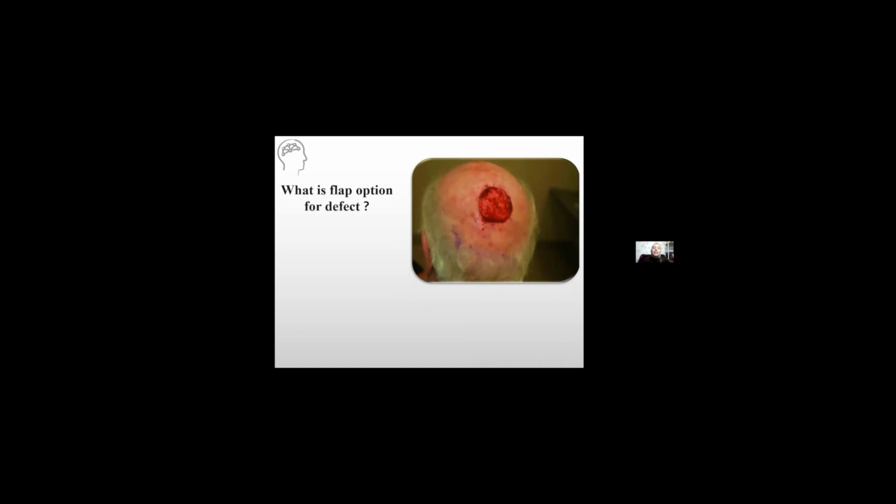Now, the other small quiz. What is the flap option for the defect? Also, you can take your time to think about the appropriate answer. Yeah, the answer is S-shaped flap, as we saw here in that picture.